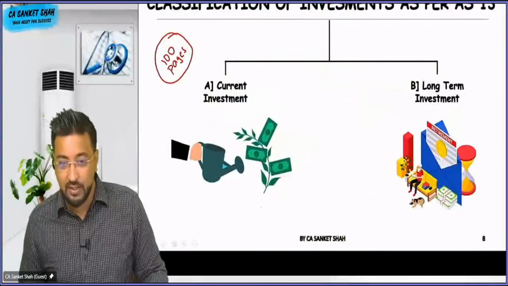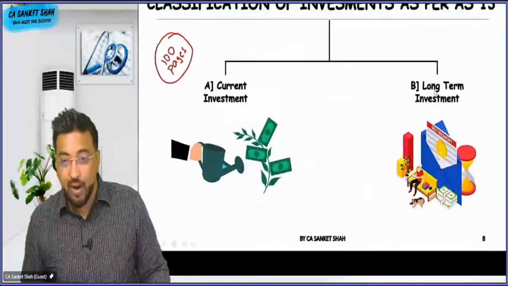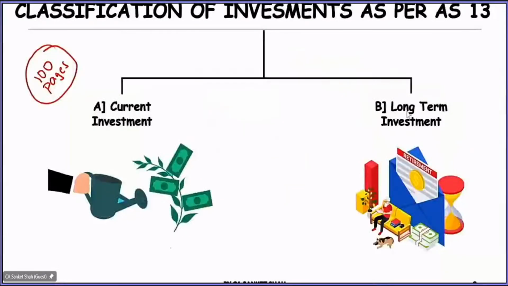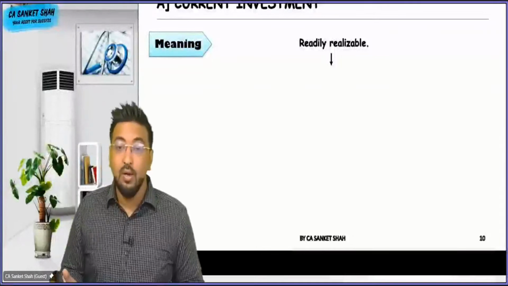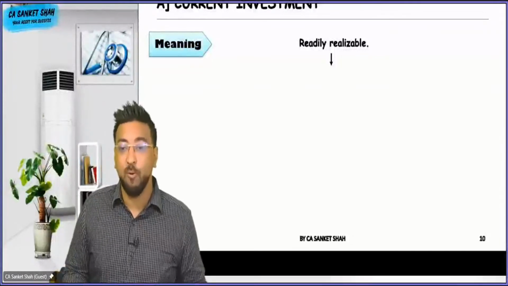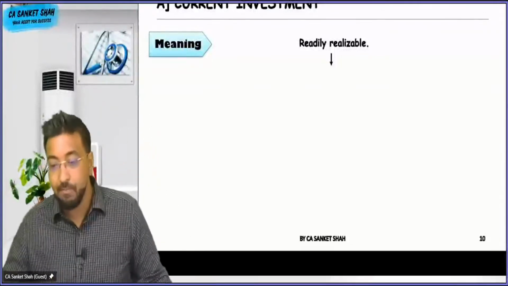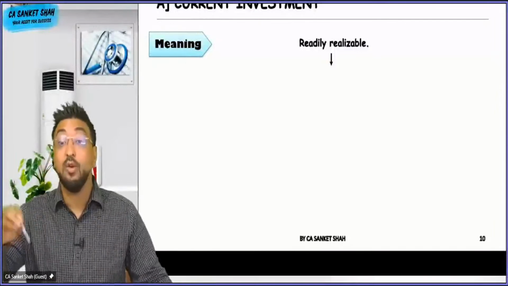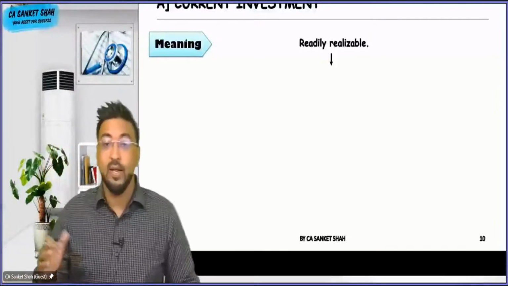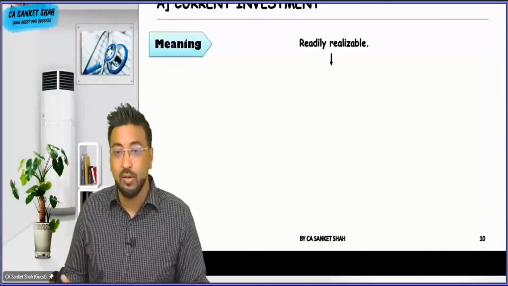Now we are going to see it. Why do we have to divide this in two parts? Because accounting is different for current investment and accounting is different for long term investment. So beta, it's not possible for me to invest on a gram basis, on a daily basis. 10 grams is almost 60,000.